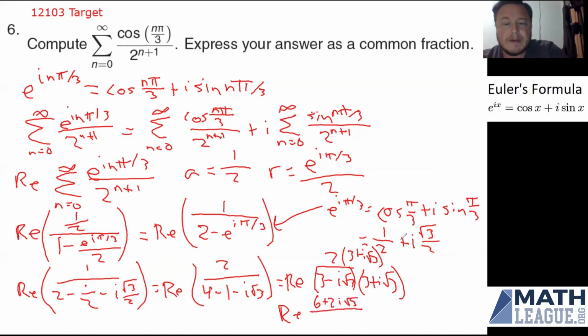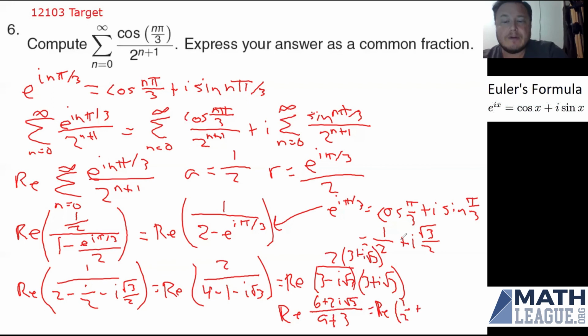The bottom becomes 3 squared, which is 9, minus i root 3 squared. i squared is -1. Root 3 squared is 3. So that's -1 times 3, -3. I am subtracting a -3, so I'm basically adding 3. All right, at this point, I can simplify this, right? The real portion of the numerator, 6, and the denominator is 12. So that's going to be a 1/2.